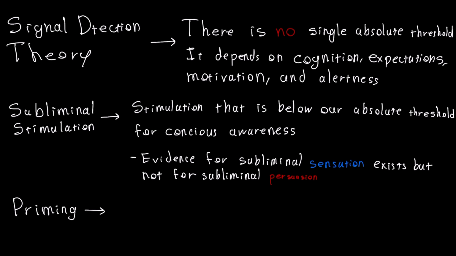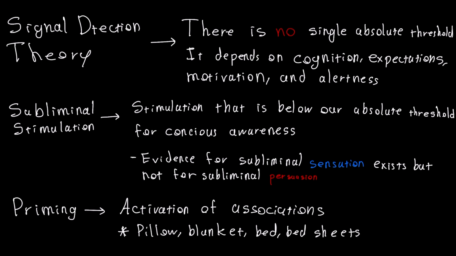Evidence for subliminal sensation exists, but not for subliminal persuasion. In other words, you can sense something that is below your conscious awareness, but it is not going to persuade you to buy McDonald's or something. So an example of subliminal sensation would be priming, which is the activation of associations, often unconscious associations. So an example would be this. If I say the words pillow, blanket, bed sheets, you're probably thinking of sleep, even though I never said the word sleep.